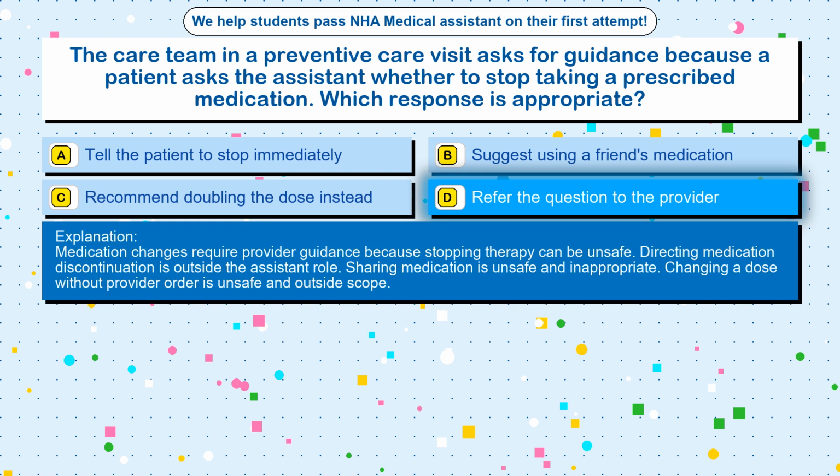Medication changes require provider guidance because stopping therapy can be unsafe. Directing medication discontinuation is outside the assistant role. Sharing medication is unsafe and inappropriate. Changing a dose without provider order is unsafe and outside scope.